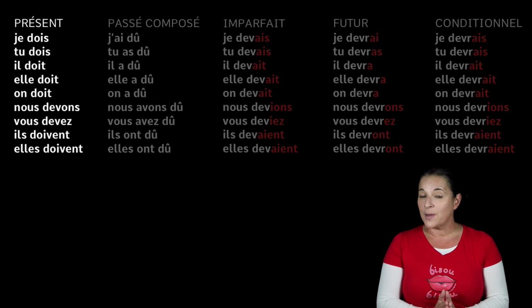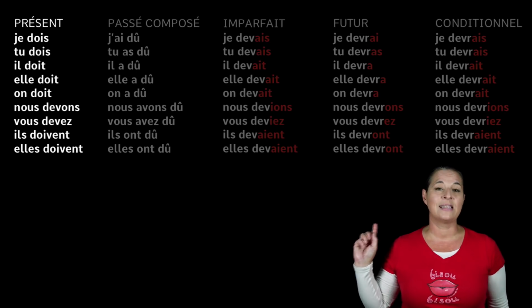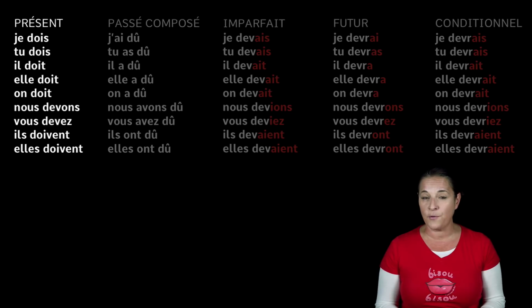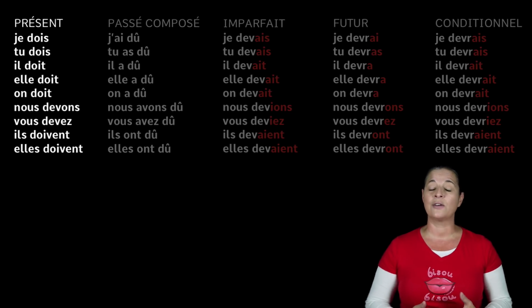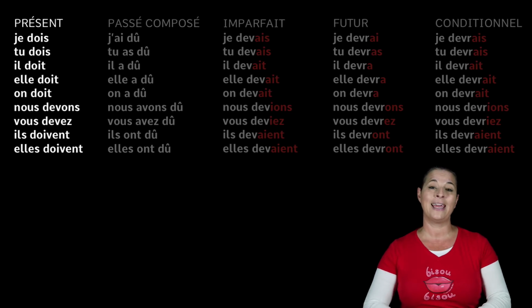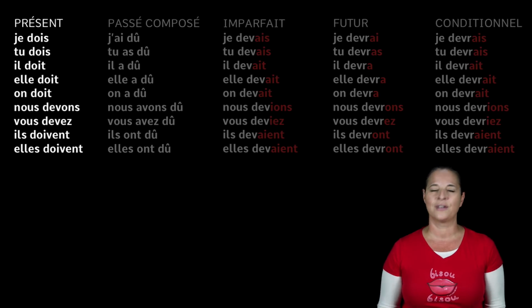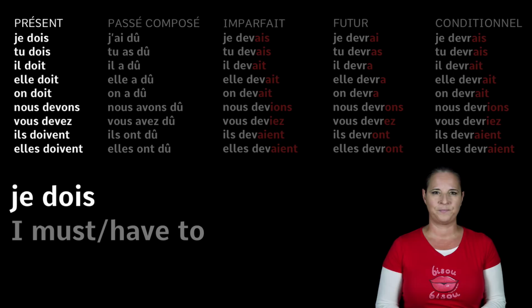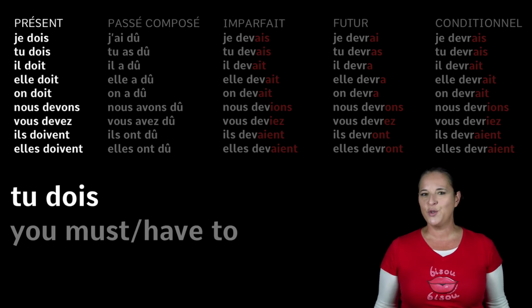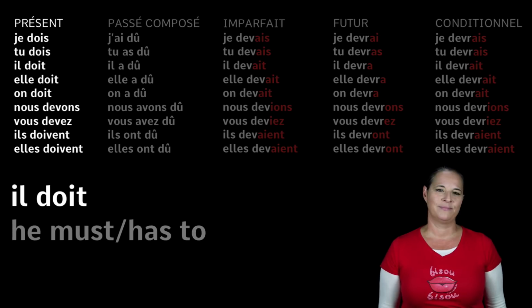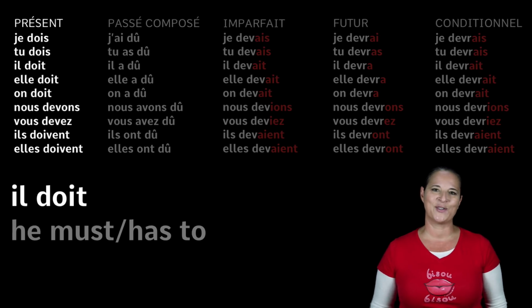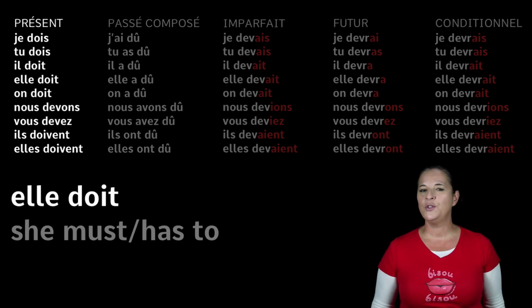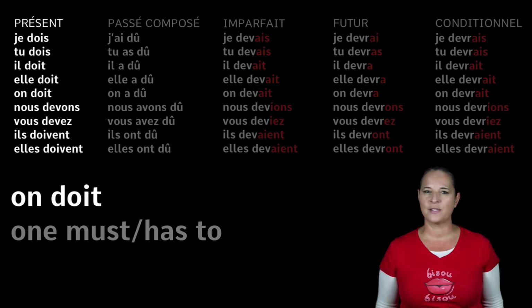So, the way we do it is like this. Have a look at the verb in its infinitive form. It's devoir. When we conjugate it, and because it is a highly irregular verb, it becomes something quite different. Je dois, I must, or I have to. Tu dois. Il doit. He must, he has to. Elle doit. On doit. One must or one has to.